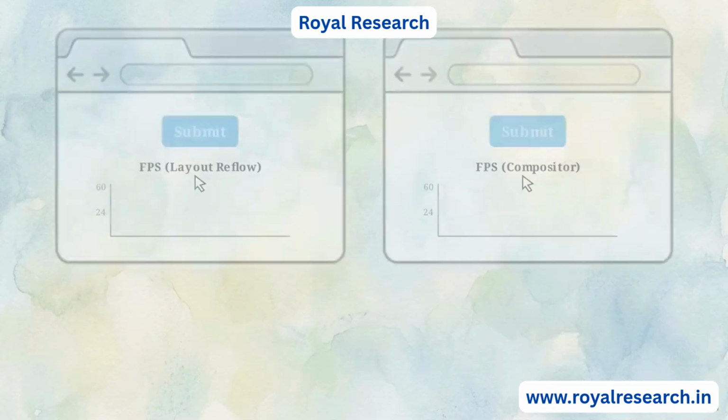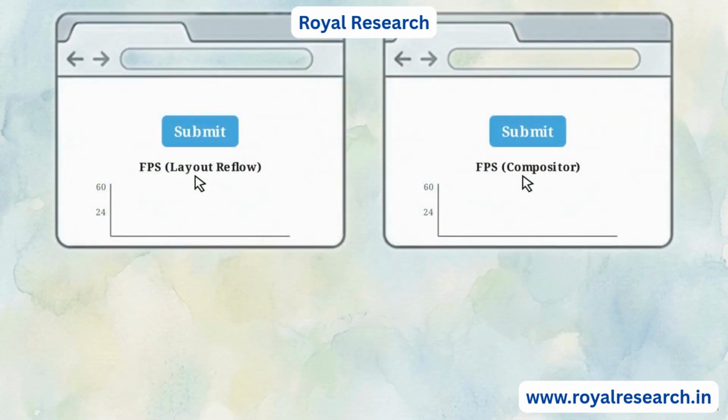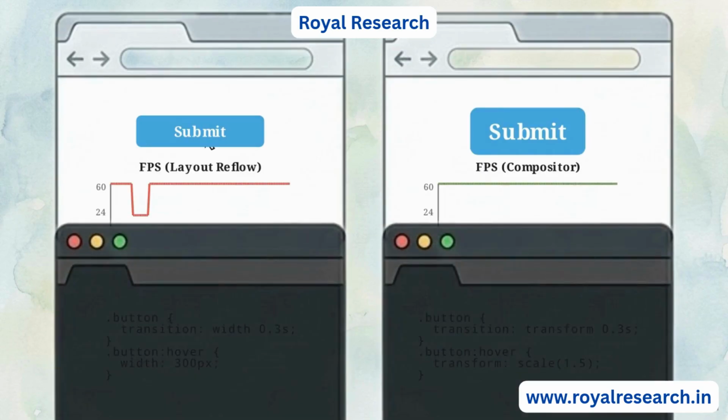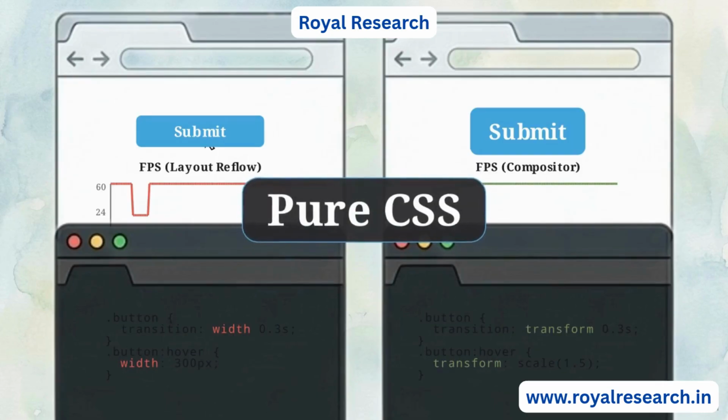This comparison illustrates a common failure on the modern web. On the left, a button scales up, but the frame rate plummets to a choppy 24 frames per second. On the right, the exact same interaction holds a stable, fluid 60 frames per second. Both of these buttons are animated using pure CSS. There are no heavy JavaScript libraries or external dependencies involved, yet their performance is night and day.